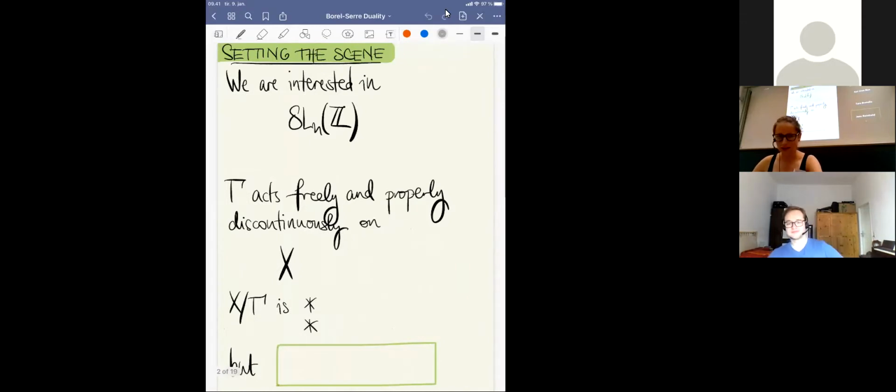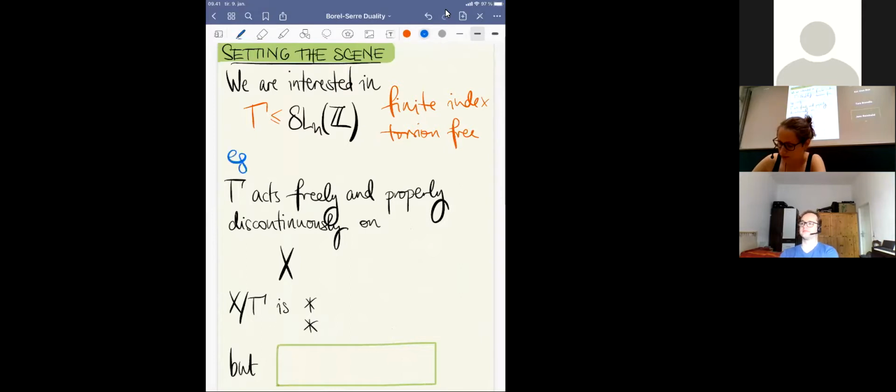So just to set the scene, to make it as accessible as possible, we're just going to think about the special linear group. In fact, we're going to be even more specific and look at finite index torsion-free subgroups. So this could be something like congruence subgroups. Whenever I write gamma for the rest of this talk, it will be a finite index torsion-free subgroup of SL_N(Z).